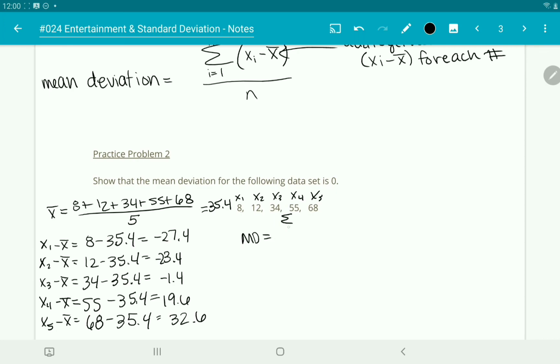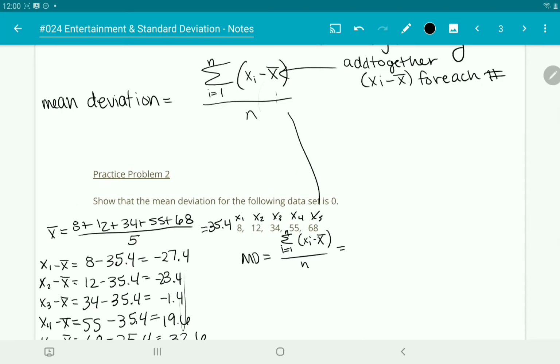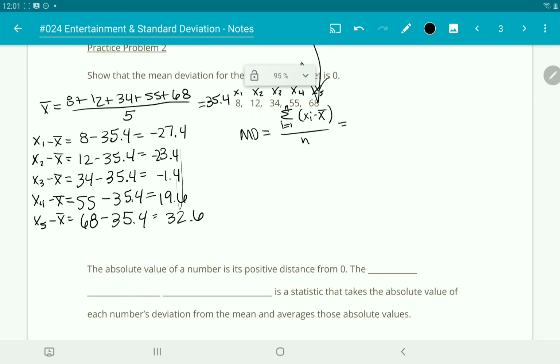Okay, and then we know that the mean deviation, as we've got written up here, is going to be the sum, from i is 1 to n, of xi minus x bar. So that's all of these added together, divided by n. If you've written this down, I just copied this right there. So if we add all these together, we have negative 27.4 plus negative 23.4 plus negative 1.4 plus 19.6 plus 32.6.